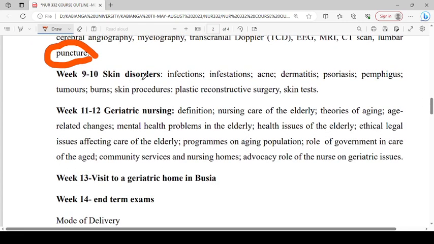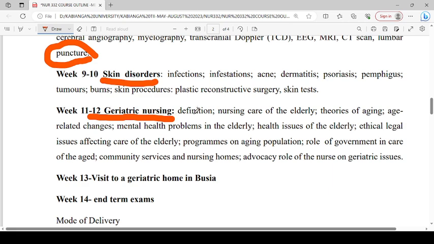We will also be looking at skin disorders, okay? Integumentary system disorders: infection, infestation, acne, dermatitis, psoriasis, pemphigus, tumors, burns, skin procedures, plastic reconstructive surgery, skin tests. And lastly, the topic of our interest will be geriatric nursing.